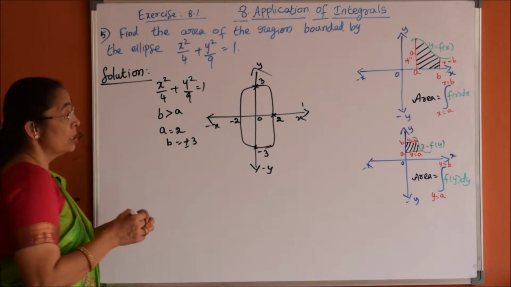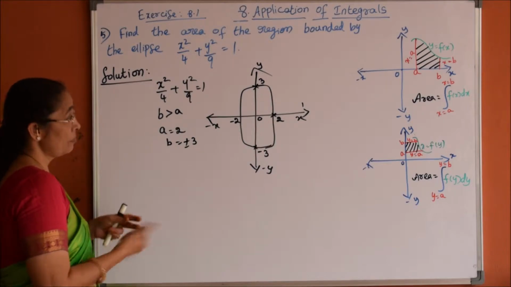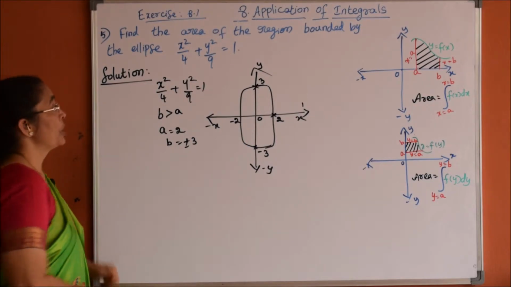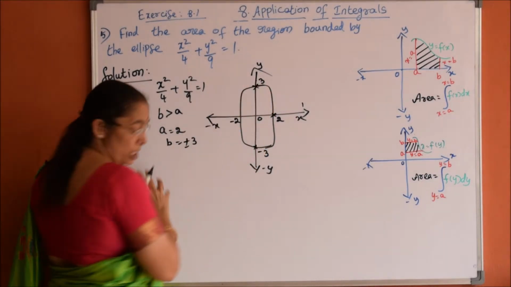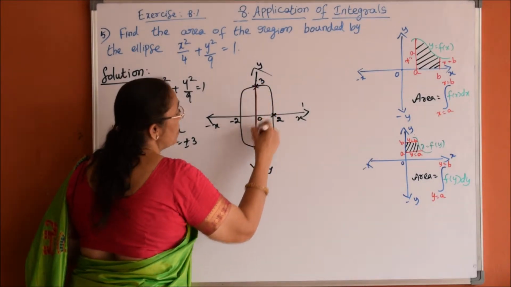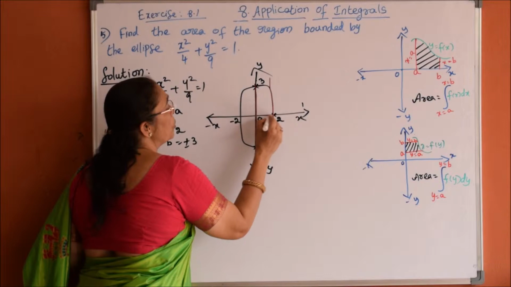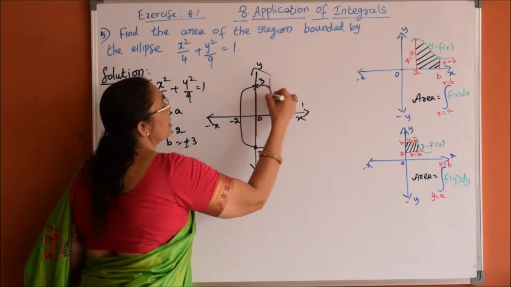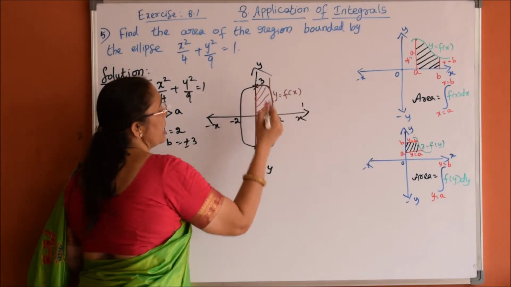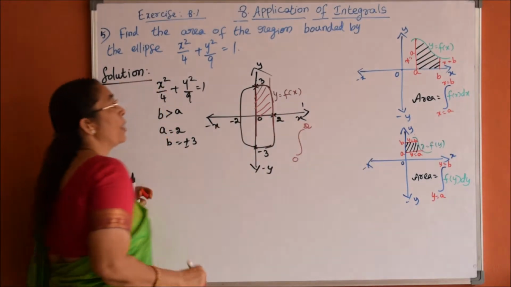Now, we can go with the second form of this definite integral area. According to this, we can do even with the first form itself. We will go directly. I can take this area first: the area between x equal to 0 and x equal to 2, with the x axis and the curve y equal to f of x. So this area is nothing but the integration from 0 to 2 of y equal to f of x.